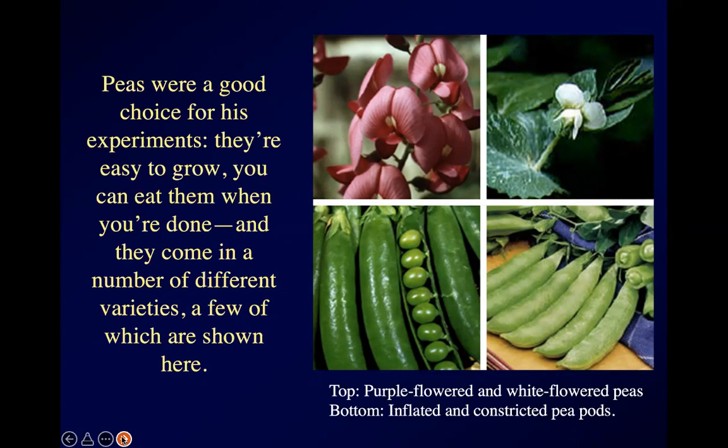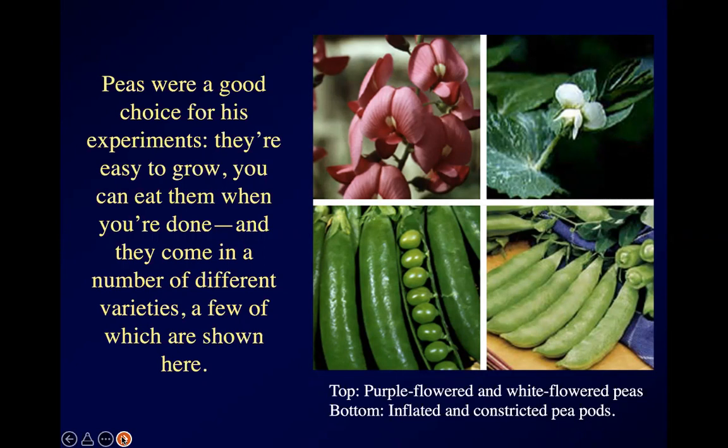So up at the top, you have white-flowered peas on the right and purple-flowered peas on the left. All the peas that I have ever grown in my gardens have been white-flowered peas, but there are some purple-flowered varieties out there. Down below, some peas have pods that are inflated. There's empty space in them, and so the outside just looks very smooth and cylindrical.